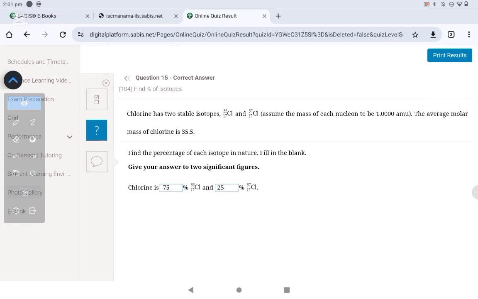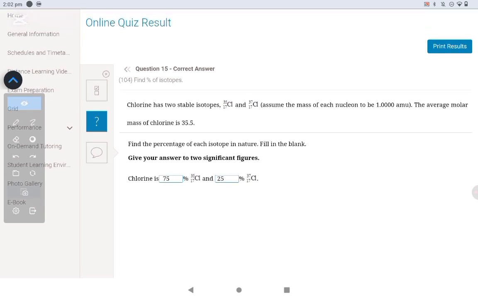Okay guys, that's it for chapter 7.1. I have been told that 7.2 is not coming, so I will not be doing a video on that one, and we will resume with 7.3.